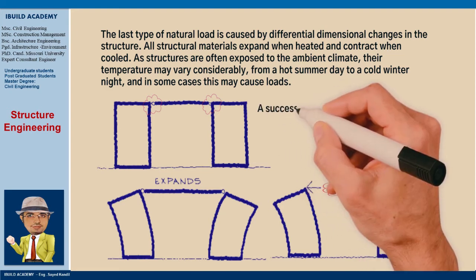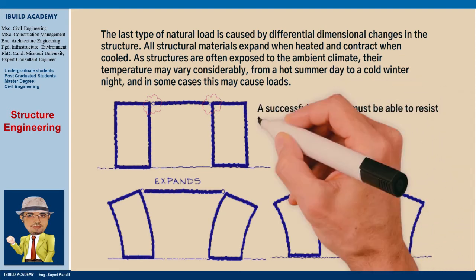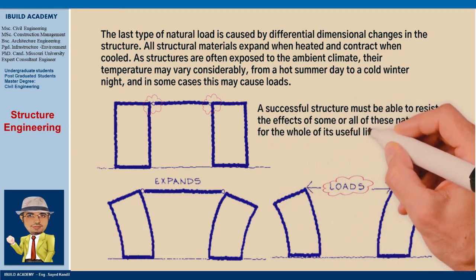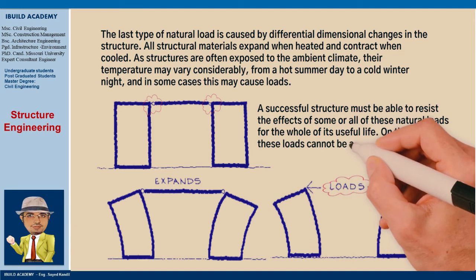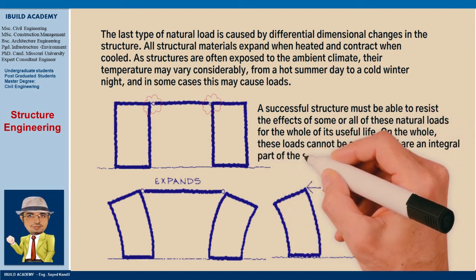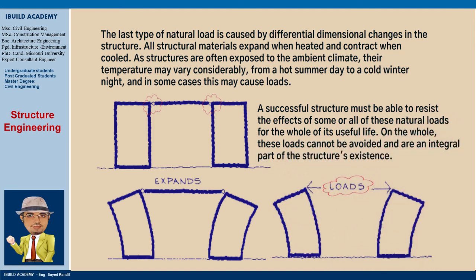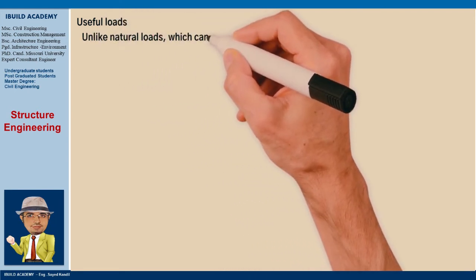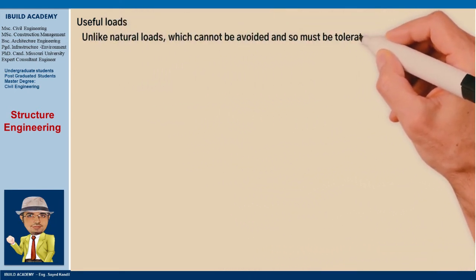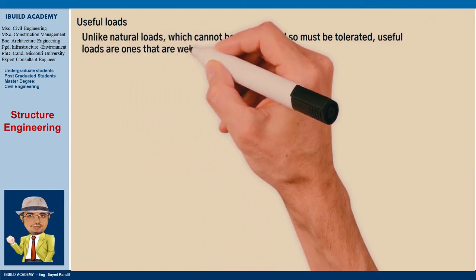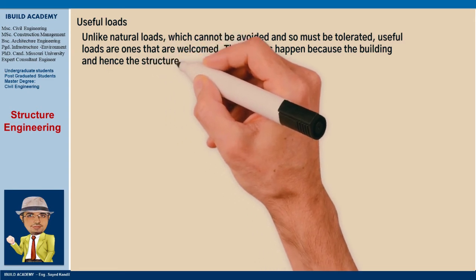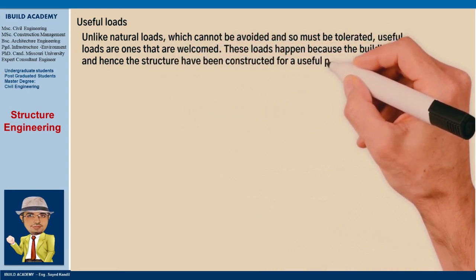A successful structure must be able to resist the effects of some or all of these natural loads for the whole of its useful life. On the whole, these loads cannot be avoided, and are an integral part of the structure's existence. Useful loads. Unlike natural loads, which cannot be avoided and so must be tolerated, useful loads are ones that are welcome. These loads happen because the building and hence the structure have been constructed for a useful purpose.